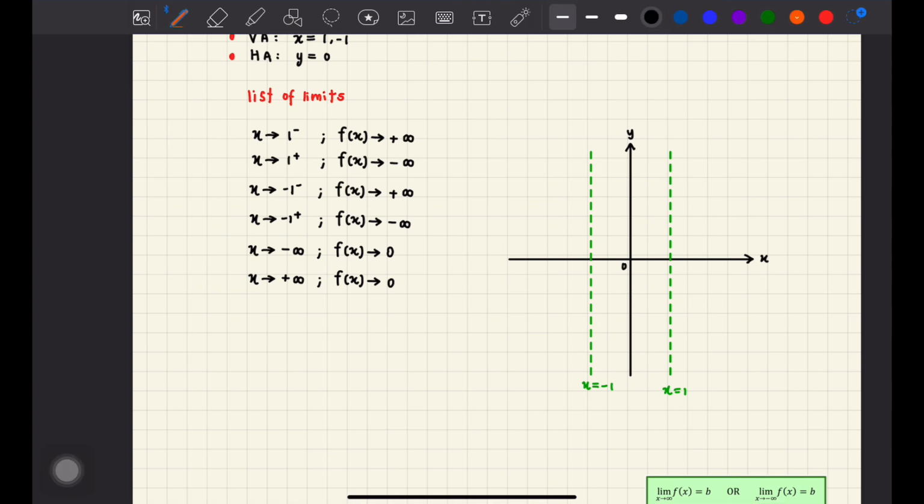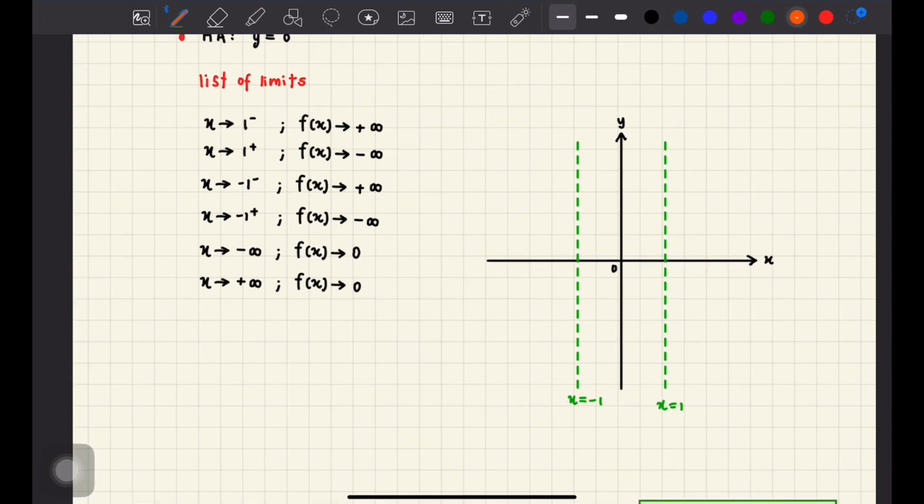Okay, so I've labeled the asymptotes over here. So let me just label the horizontal asymptote. Horizontal is exactly at the x-axis over here.